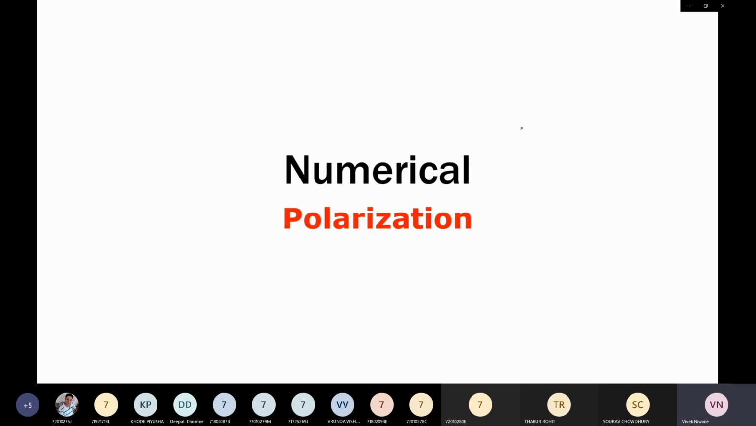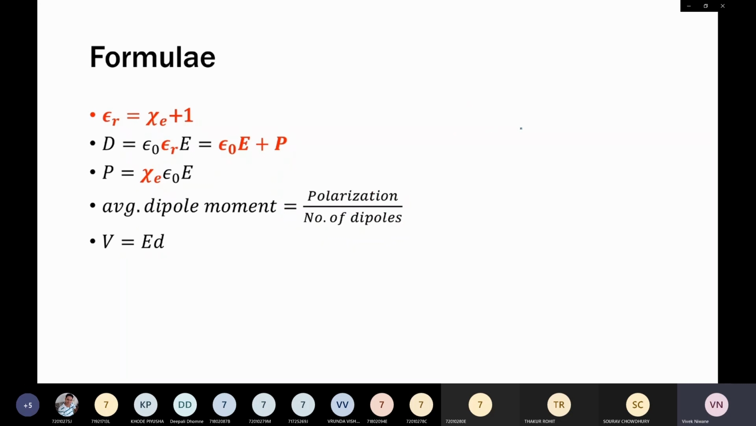Now let us go with the numericals. We have some set of formulae. Epsilon r, the relative permittivity, is equal to chi e plus 1. Then D is equal to epsilon 0 epsilon r E. It can also be expressed as epsilon 0 E plus P, where polarization P is also expressed as chi e epsilon 0 E. Then we have another point, average dipole moment. This is for the sake of definition: the amount of polarization divided by the number of dipoles. How many dipoles have been created?